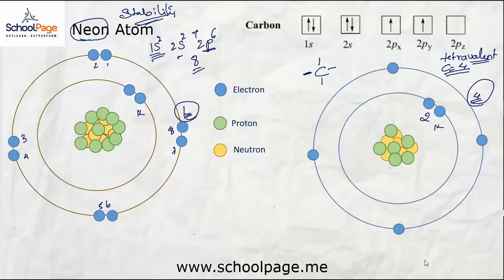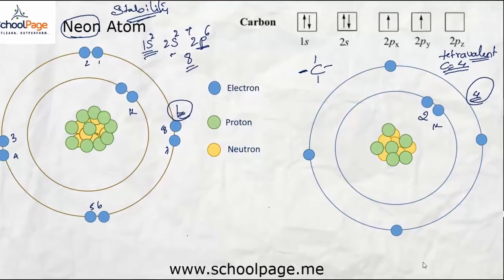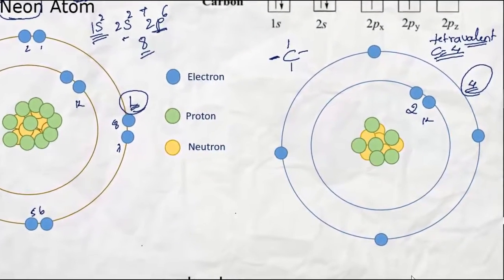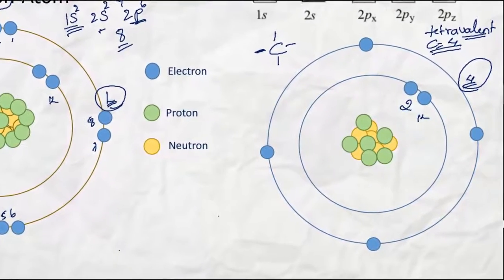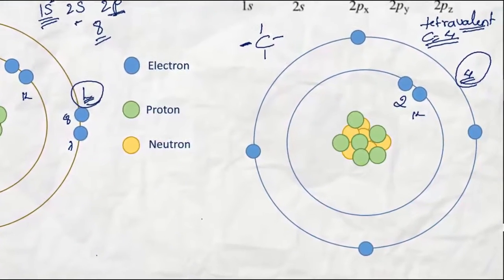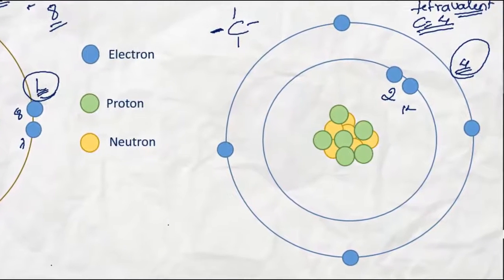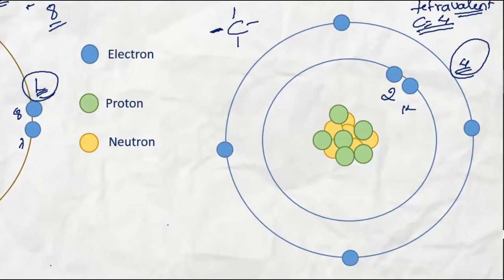But the question is, why doesn't carbon gain 4 electrons or lose 4 electrons in order to achieve the electronic configuration of a noble gas? To answer this question, observe the structure of the carbon atom. If 4 electrons are added to the carbon L shell, it will be difficult for the atomic nucleus of carbon with 6 protons to hold 10 electrons.